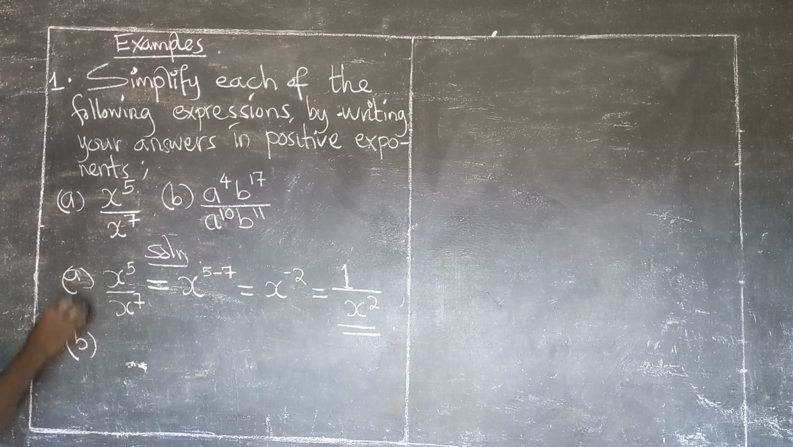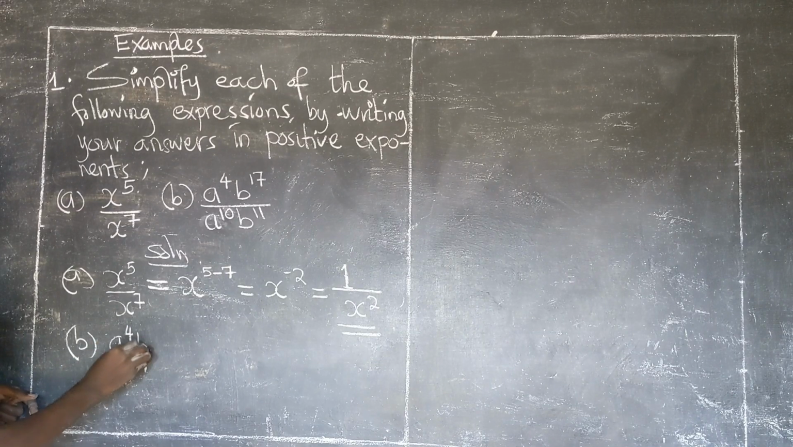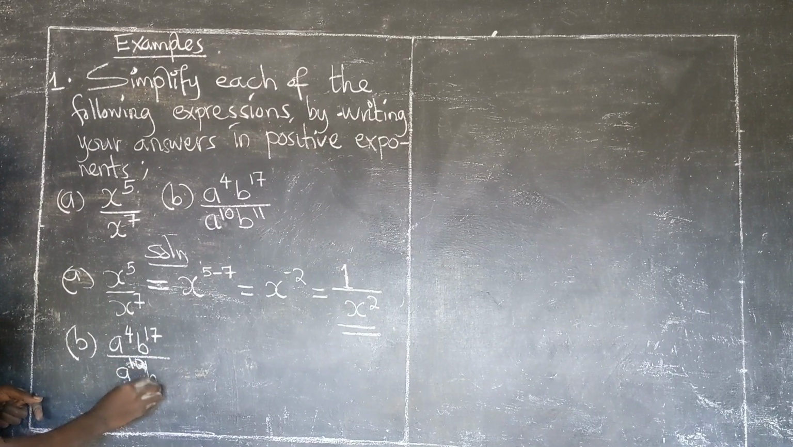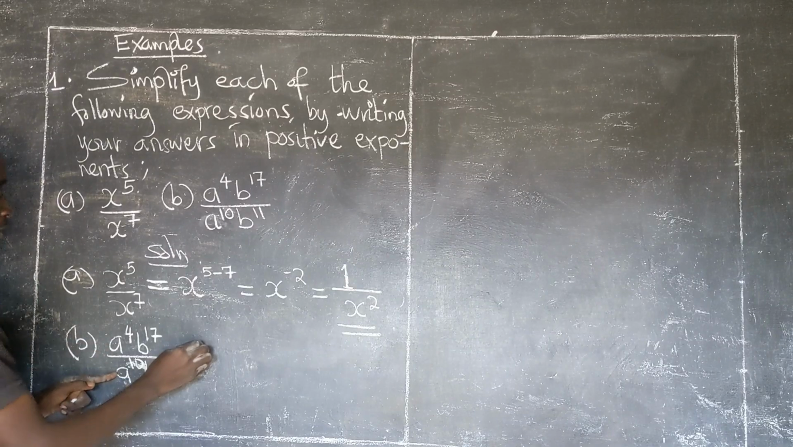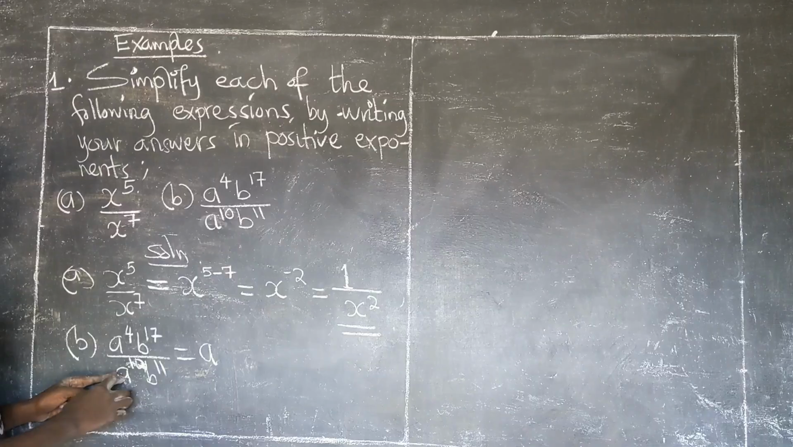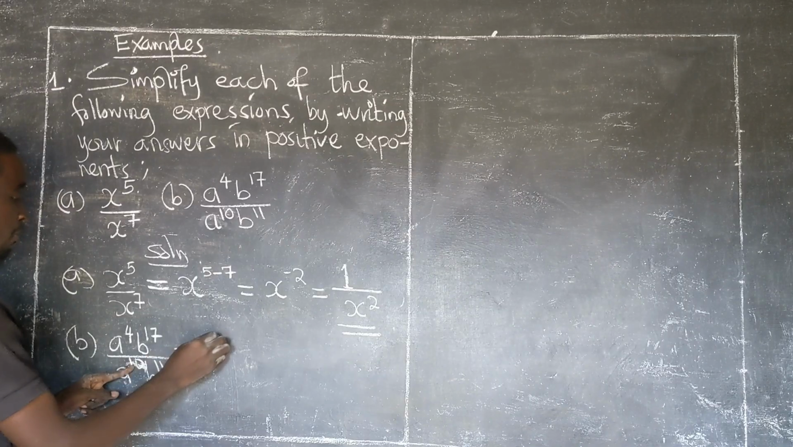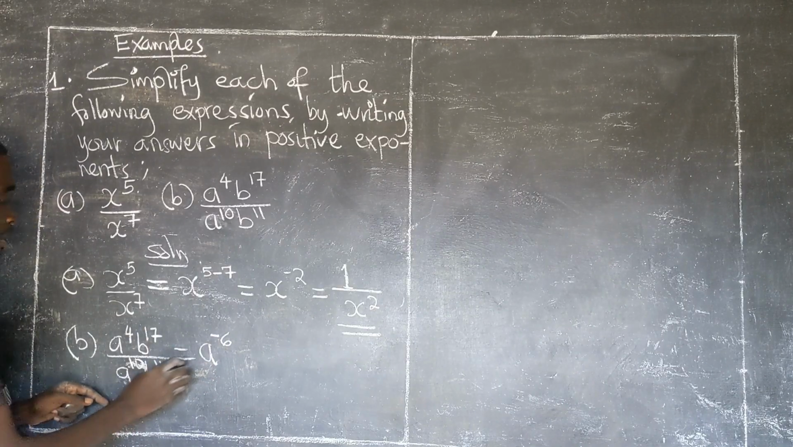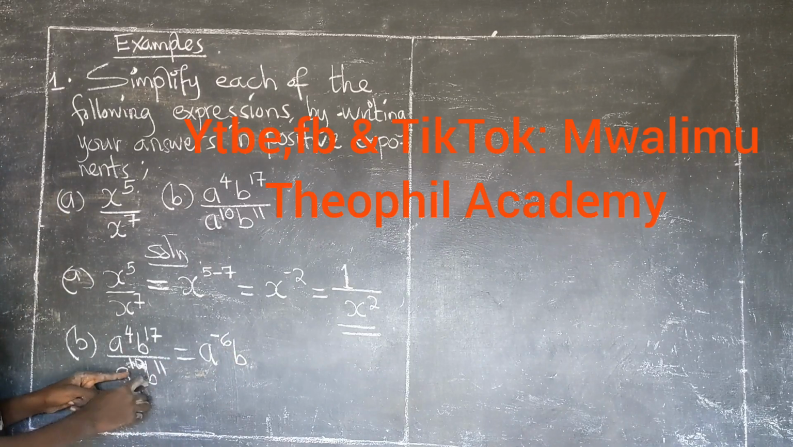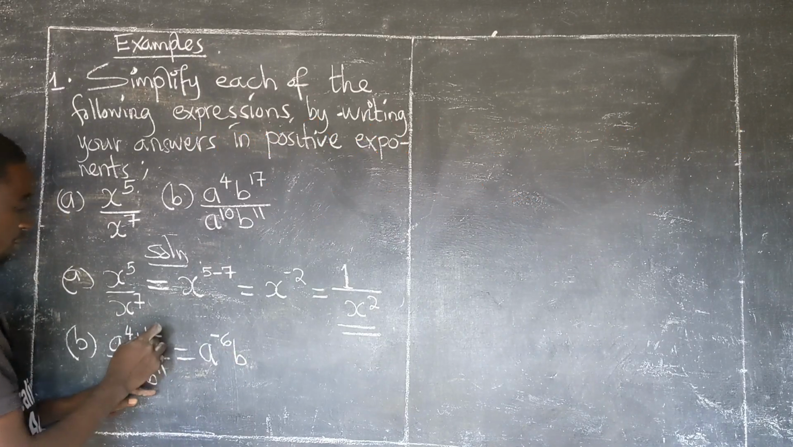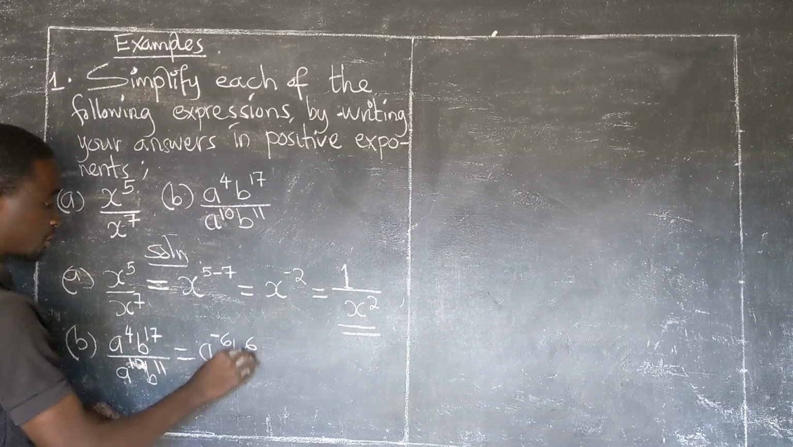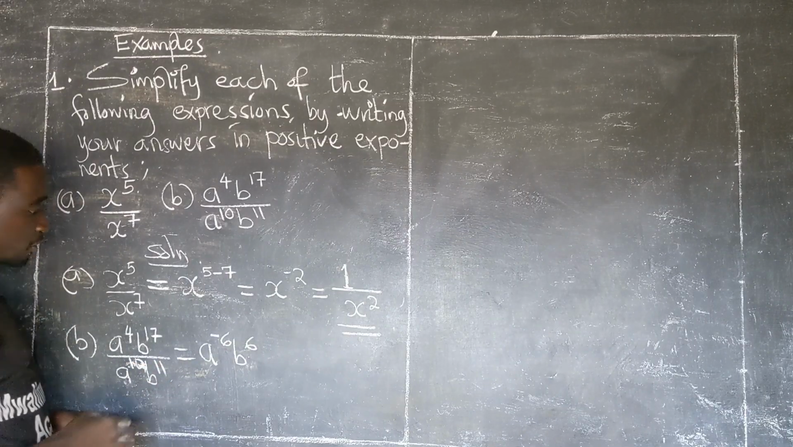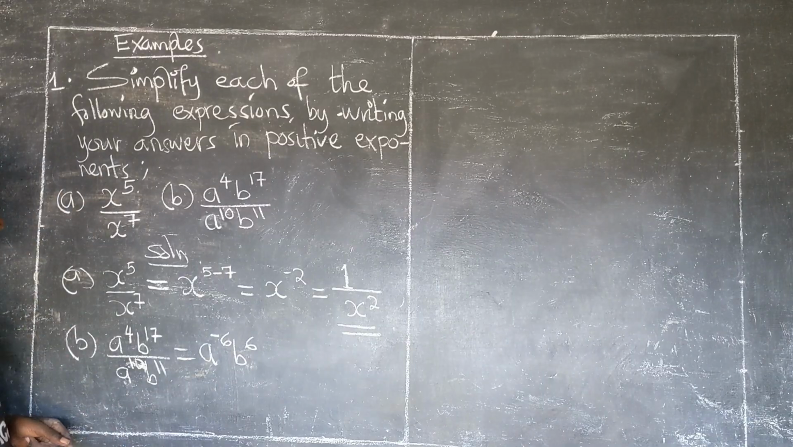B. In B we are told a raised to 4, b raised to 17 divided by a raised to 10 times b raised to 11. This will be equal to, we take a single a, but as it is division we subtract the exponents, 4 minus 10, where we get negative 6. Then we take a single b. As it is division, we subtract the exponents. Now it is 17 minus 11, where we get 6. But the instruction is to express the answer in positive exponent.